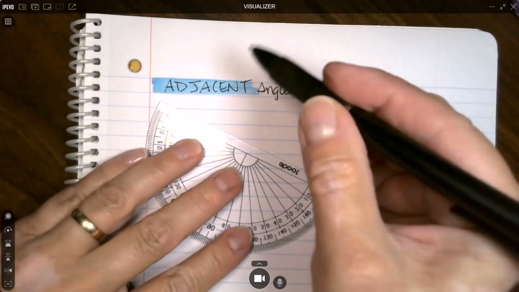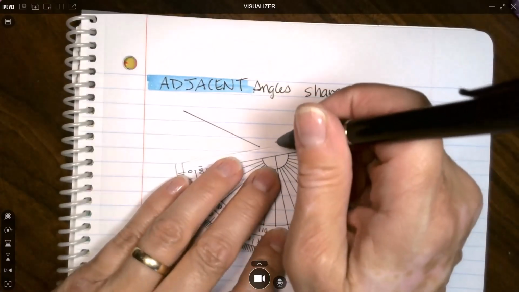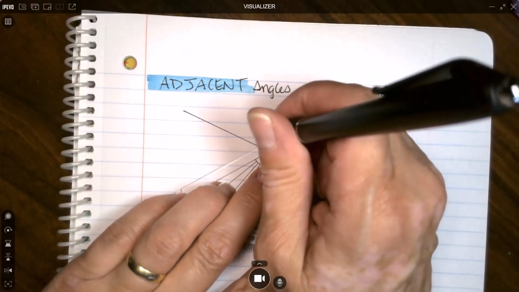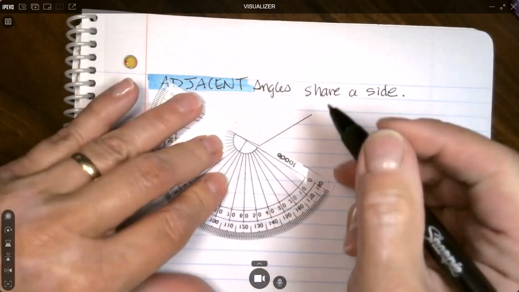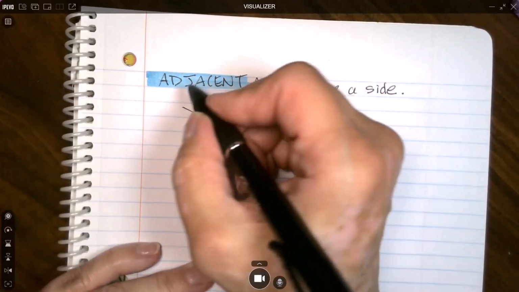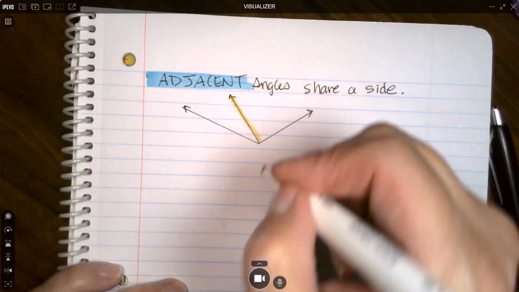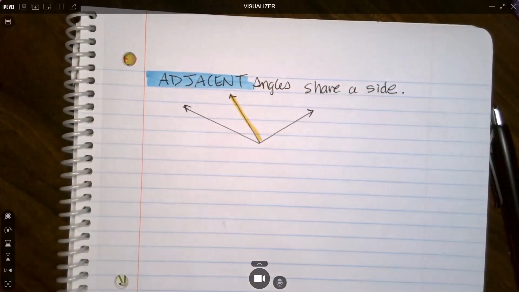If I were going to draw adjacent angles and I didn't want to make them complementary or supplementary or something, it would just be something that kind of looks like this. These are adjacent angles and they share this side. So complementary angles that are right next to each other can be adjacent. Supplementary angles that are right next to each other can be adjacent as well.